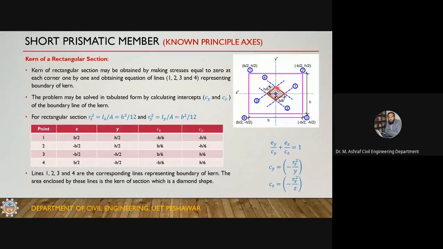So this is the way to get the kern of a rectangular section. You will have to take the stress at this point equal to 0, get the equation, and write the equation in intercept form. Then plot those lines, and you will get this kind of a shape. I've done it in a tabulated form.